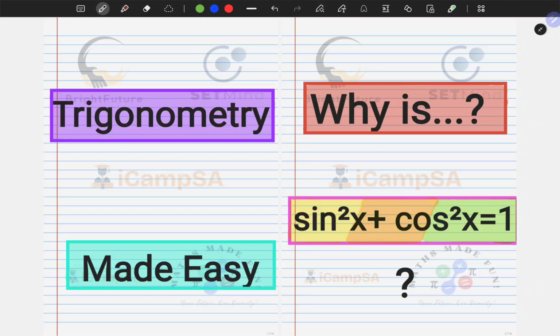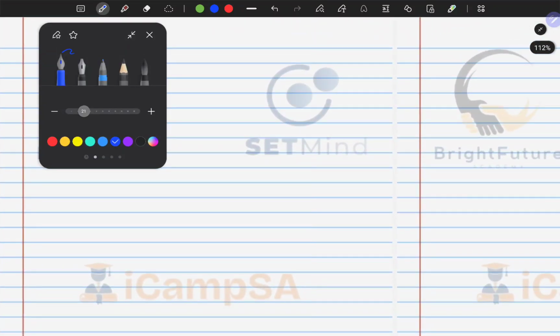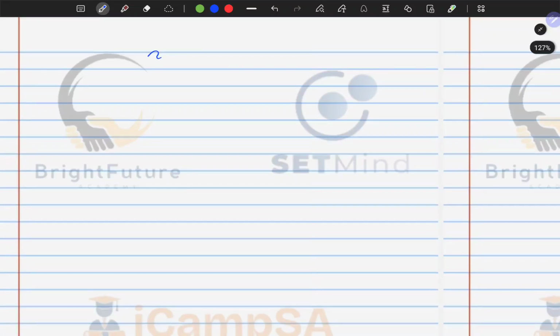In this edition, we are answering a very important question, which is a famous trig identity, that is sin² of x plus cos² of x equals 1. Why is this equal to 1, and how did we come about to this here? As a starting point, I'm going to quickly remind you of a couple of things. So let's go ahead and say remember.